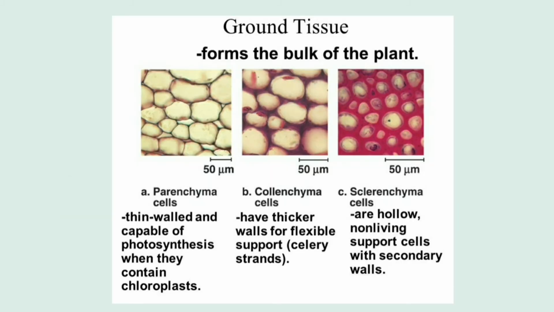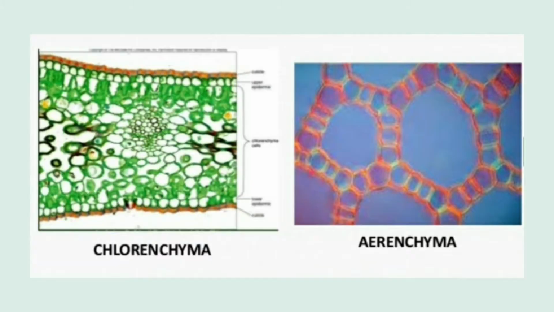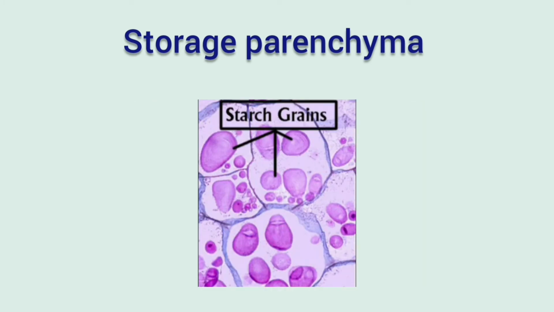There are mainly three types of ground tissues. One is the parenchyma, then you have the collenchyma and the sclerenchyma. The cells of parenchyma are soft, thin-walled and they are loosely packed. Parenchyma which contains chloroplast is called chlorenchyma. Parenchyma which contains large air cavities or spaces is called aerenchyma. The parenchyma which stores water or food or waste products is called storage tissue.